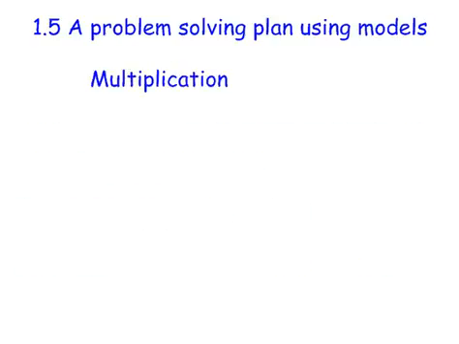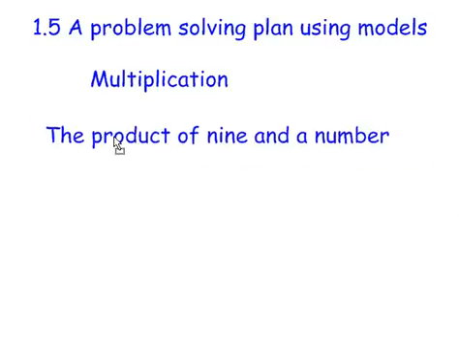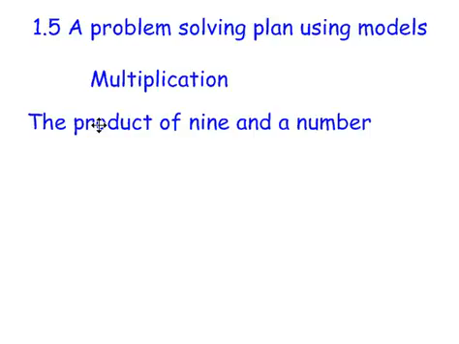Now let's look at some multiplication examples. Here is the verbal phrase, the product of 9 and the number, and the word that tips off the operation is product. And if we translated this, it would be 9x, or 9 times the number. And order doesn't matter once again, so you could have a number times 9, or x times 9.